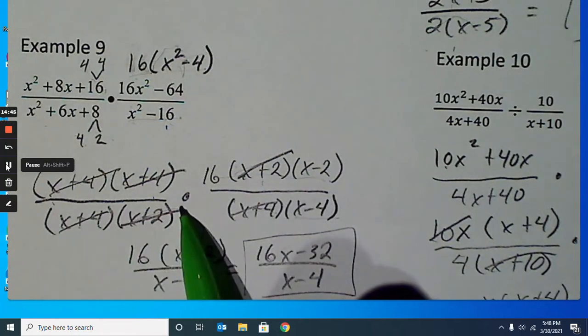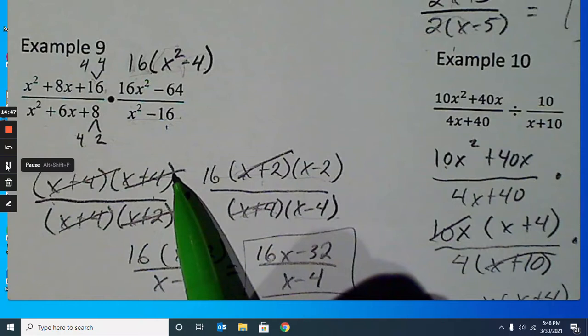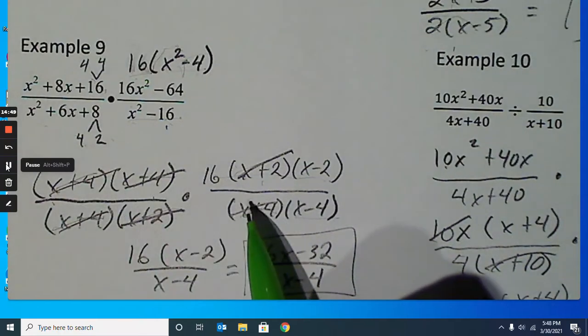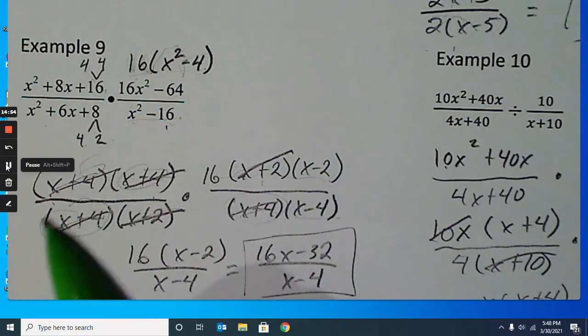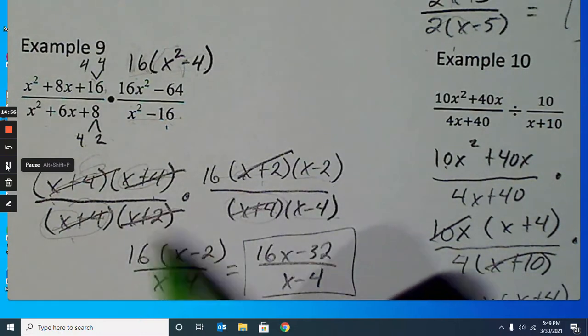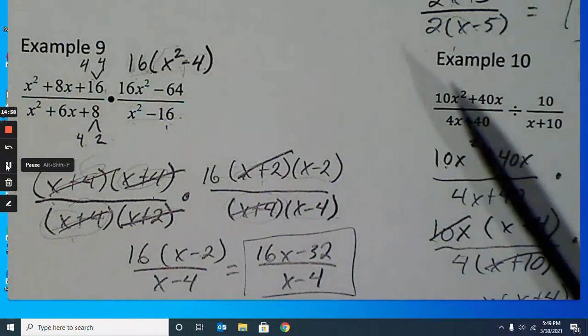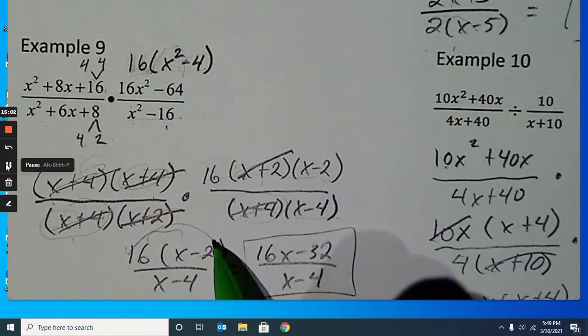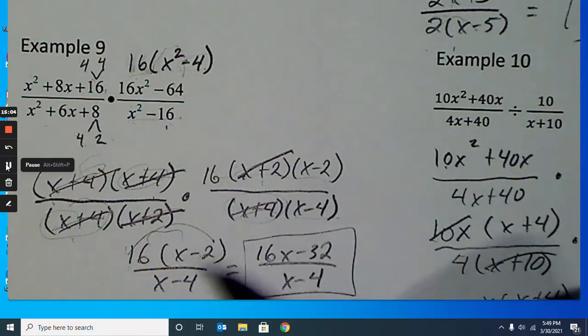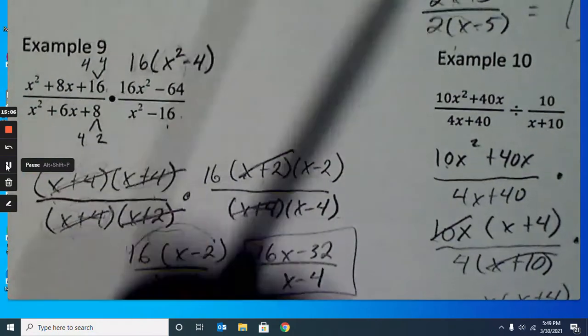Cancel the plus 2, plus 4, plus 4. So there it is. I have 1 here, I have 1 here. So I can reduce both of these out with those. So all I have left is the 16 and this x minus 2, and then this x minus 4 in your denominator. If I multiply these back, that gives me 16x minus 32 over x minus 4. Okay. Example 10.